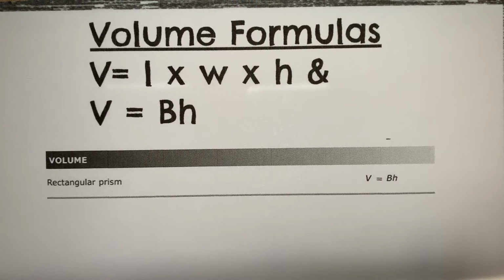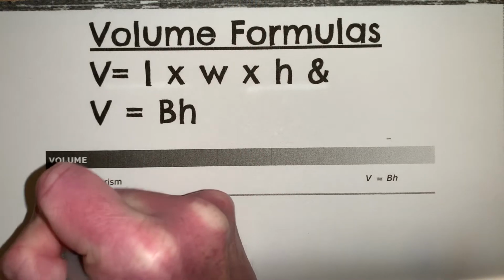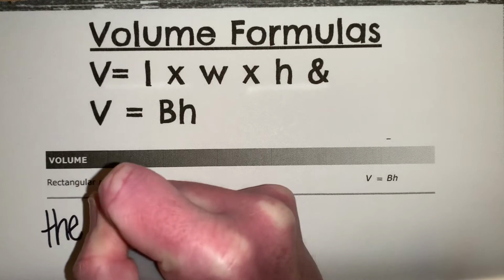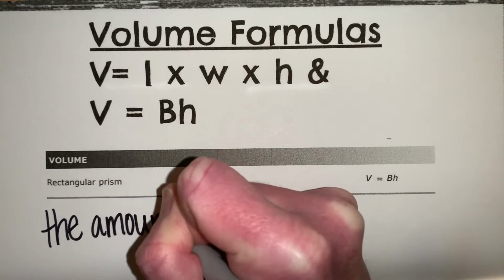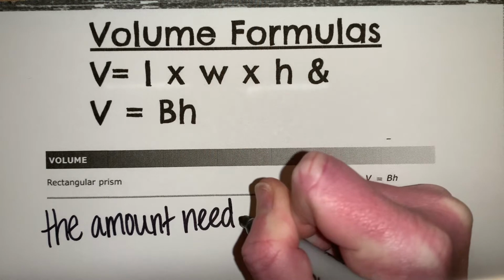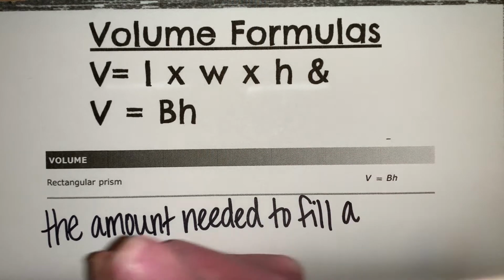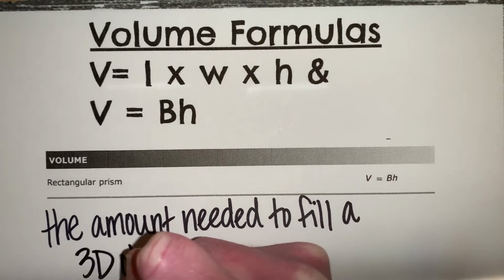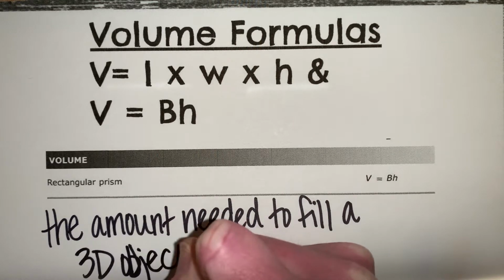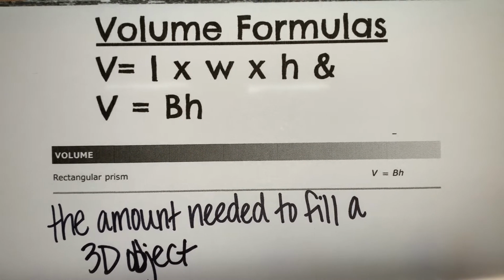What volume is, is the amount needed to fill a 3D object. So how much it takes to fill something up. The formula for the volume of a rectangular prism is the area of the base times the height.